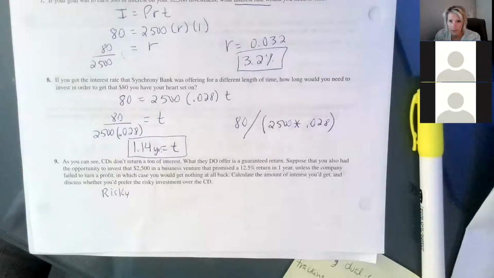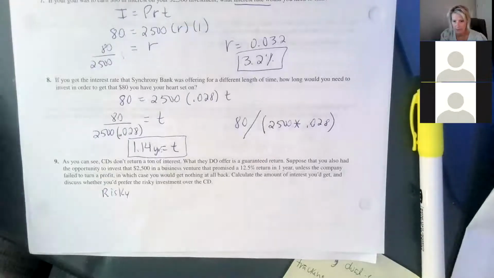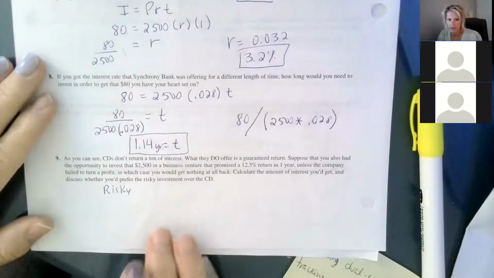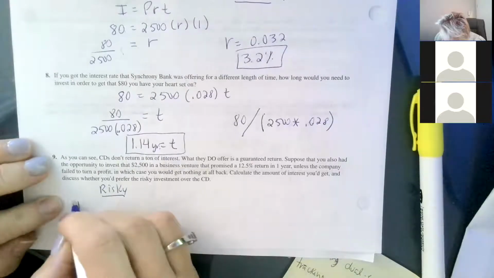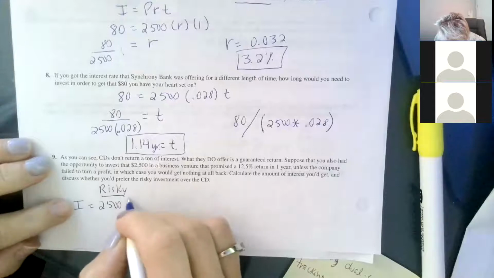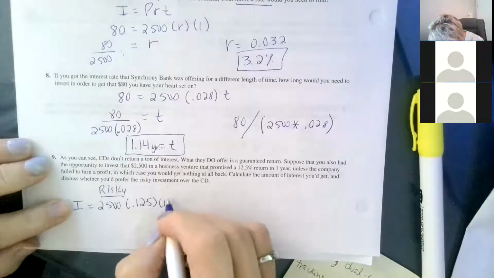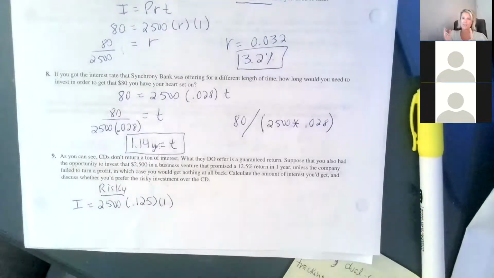You're welcome. And that probably helps somebody at home, because I guarantee other students have been getting that if they're using a similar calculator. So let's look at the risky one here. Let's say we invested that 2,500 and we're earning 0.125 for that 1 year, if they turned a profit, right?